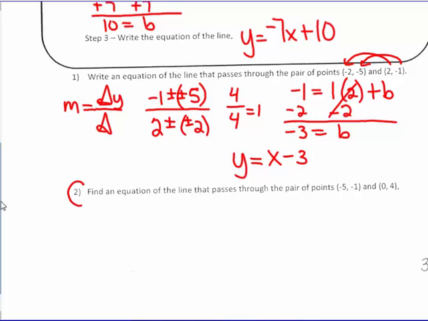And I'm going to leave number 2 for you to do. So finish that up, and tomorrow in class we'll go over those 2 questions.